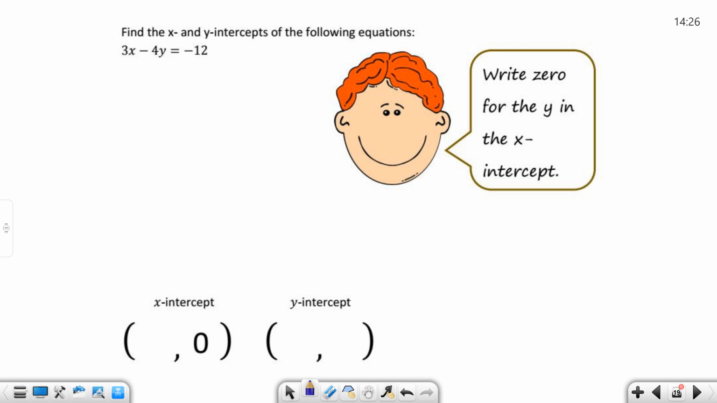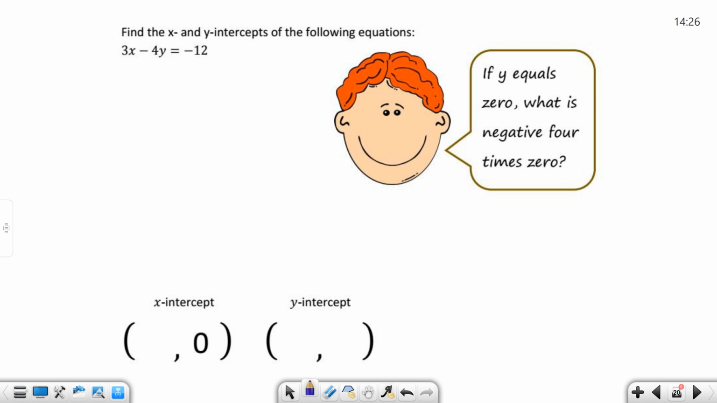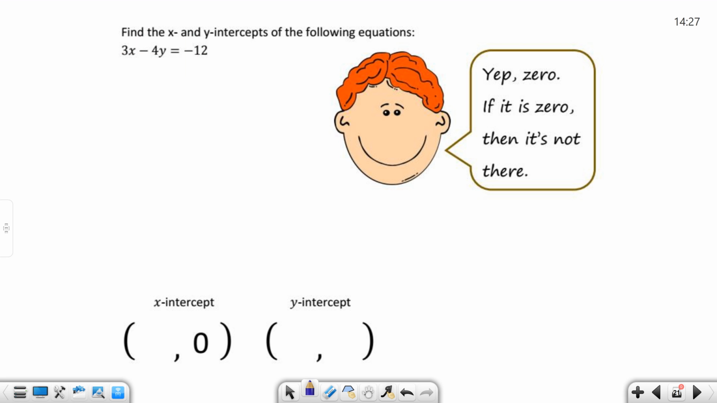He said, write 0 in the y for the x-intercept. So he wrote 0 in here. Moving right along, he said, if y equals 0, what is negative 4 times 0? He's talking about right here, right? If I plug in 0 for y, what happens? Negative 4 times 0 is 0. He said, so if it's 0, then it's not really there. Basically, you can just forget about this because if it's 0, it's gone.